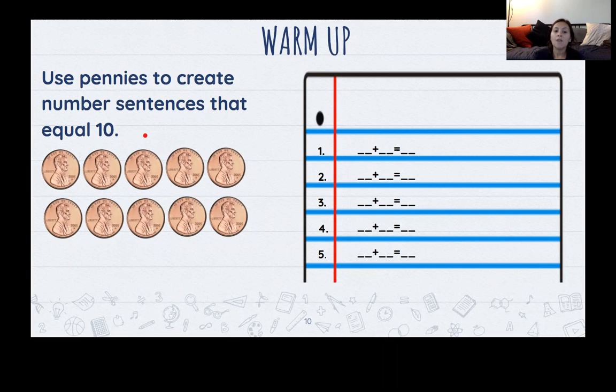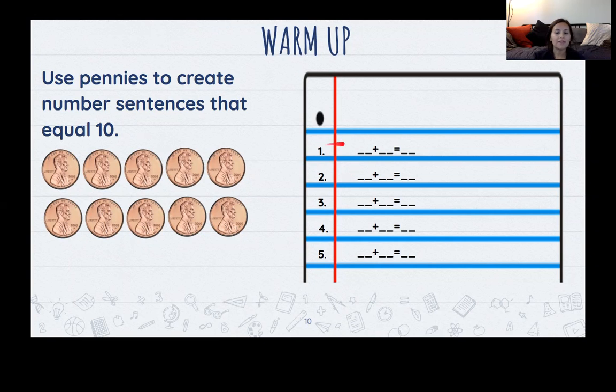All right. If you don't already have pennies or dimes near you, go ahead and pause the video to grab some pennies. You're going to need 10, or grab some dimes. If you don't have any of the coins to count, you can grab different things that you can count, like Legos, blocks, macaroni, beans, cereal, anything like that. Go ahead and pause the video and grab your counters. All right, now that you have your counters, let's get started.